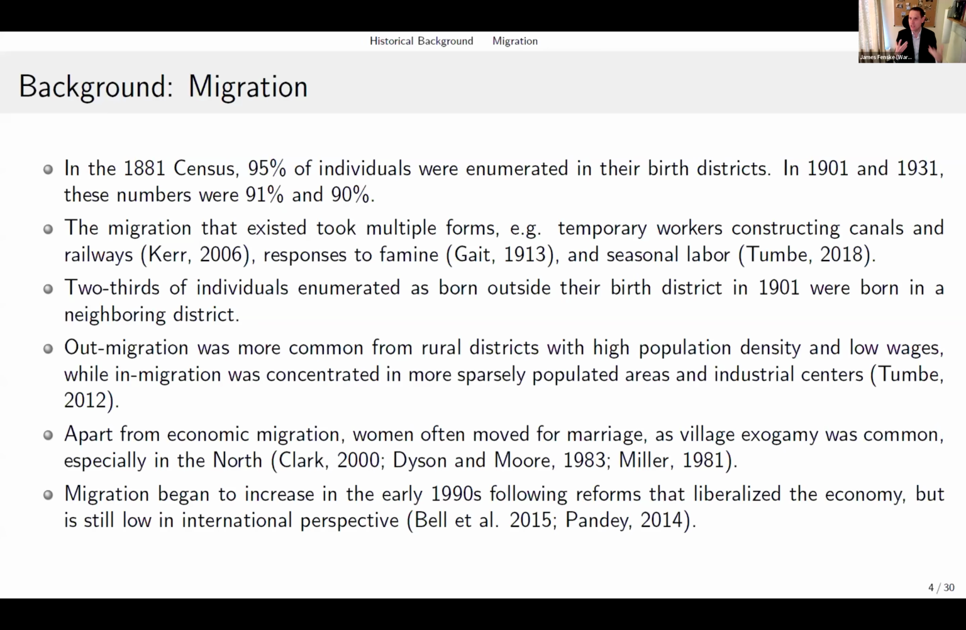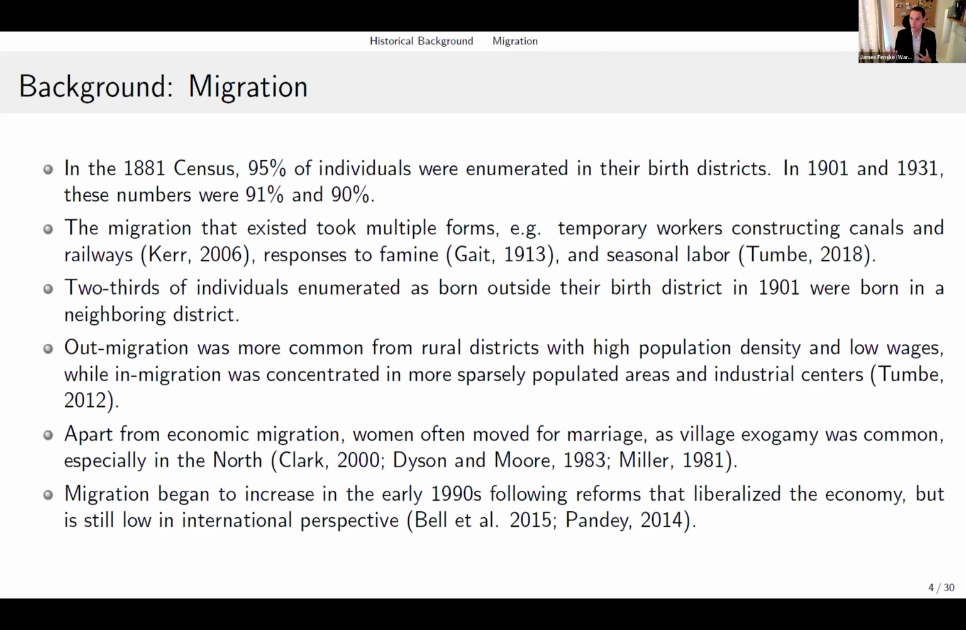And so when Indians did move in India, where did they move? They often moved as laborers to work on infrastructure projects like railways, sometimes in response to major events like the famines of the late 19th century. They would move around, and they engaged in seasonal labor.